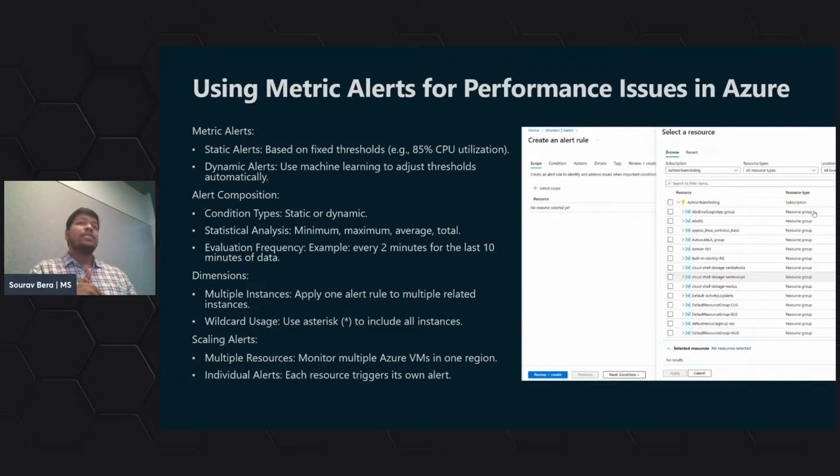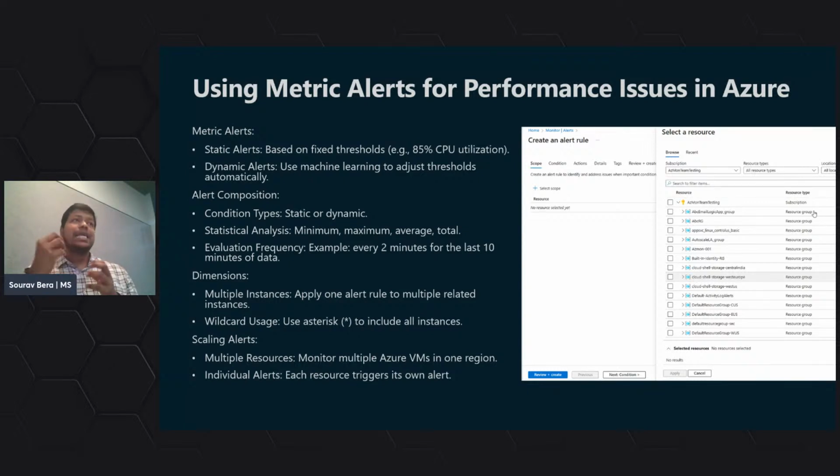The first one, and something that we use very widely, is the metrics-based alerts. As the name suggests, these metrics-based alerts are based on the metrics. So you define a particular condition in the alert based on specific metrics. CPU usage might be a metric, memory usage, or maybe disk IOPS might be a metric. Now, while you create a metric alert, there are a couple of things that you need to understand.